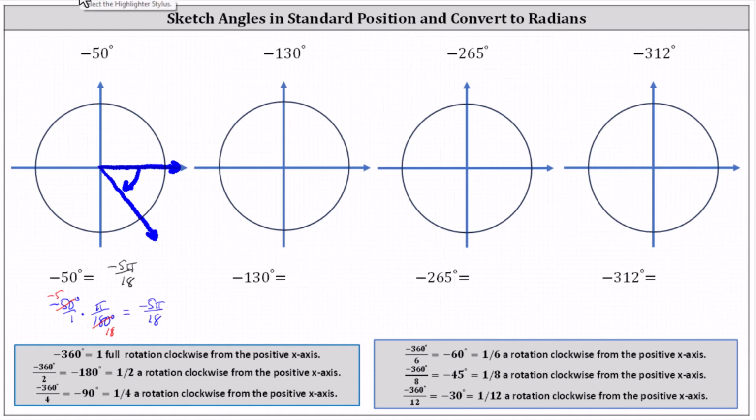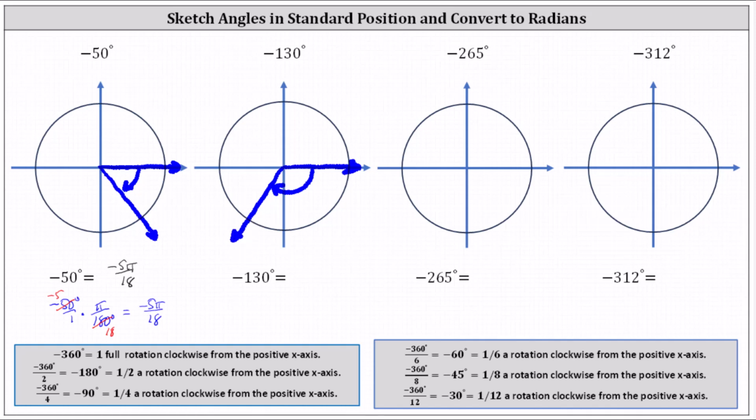Next, we have negative 130 degrees. The initial side is along the positive x-axis. If we rotate 1/4 of a rotation clockwise, we would be at negative 90 degrees. This indicates we need to rotate another 40 degrees clockwise to reach the terminal side of negative 130 degrees. The terminal side would be approximately here.